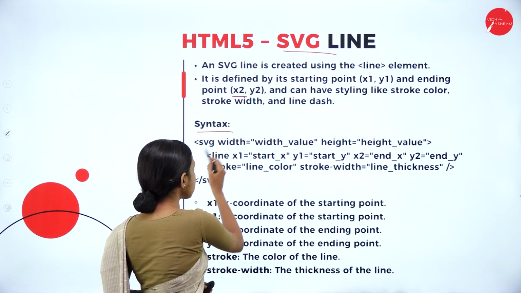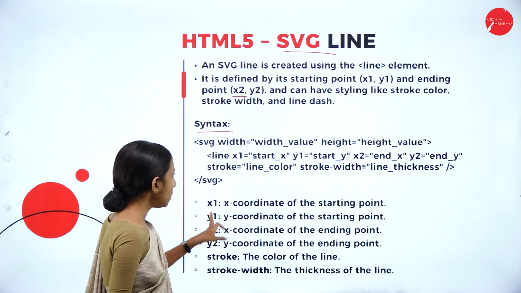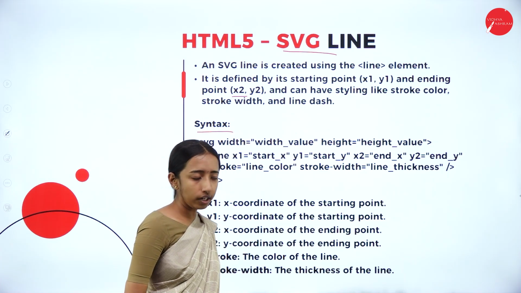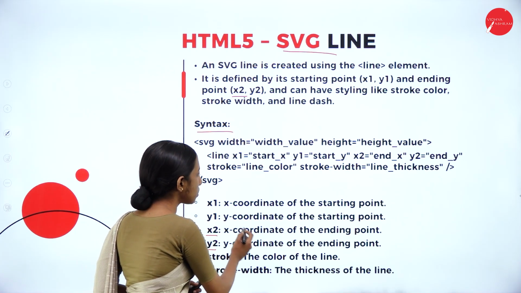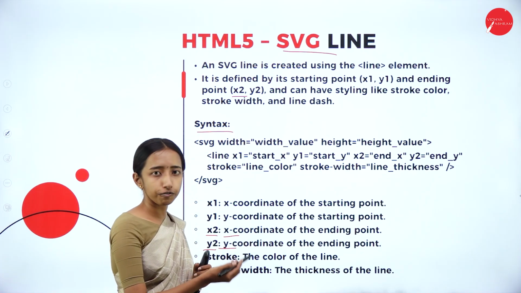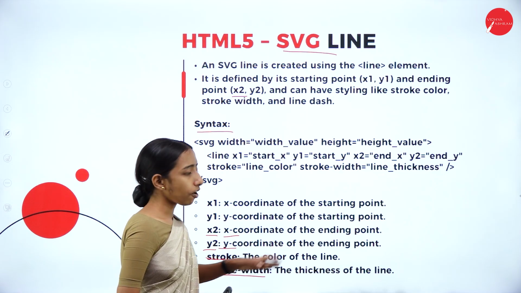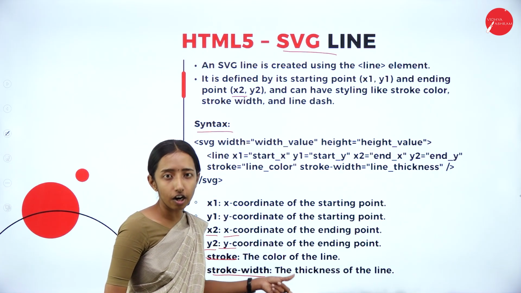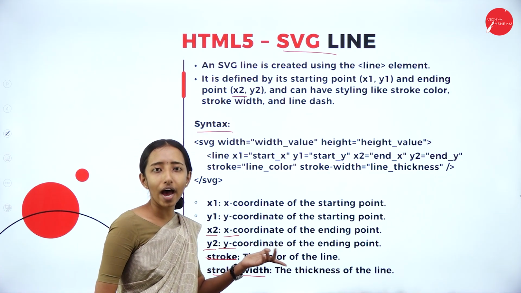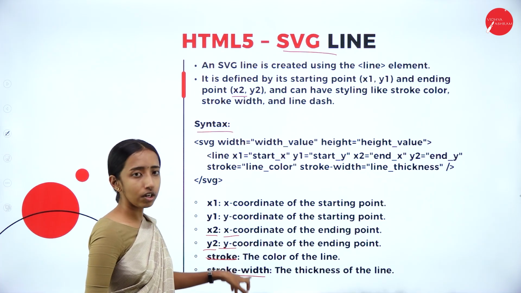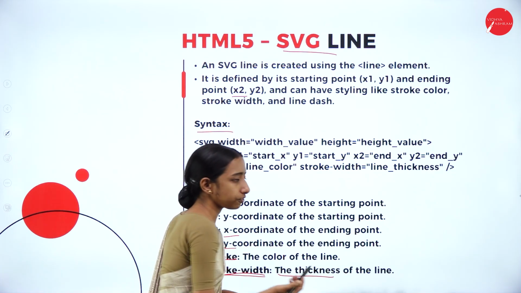So here is the syntax. The same as before, we use the SVG and line with attributes like x1, the x coordinate of the starting point, and y1, the y coordinate of the starting point, and x2 and y2, the x coordinate and y coordinate of the ending point, and the stroke and stroke width. The stroke we are giving is the color of the line. Here we will not be filling, but we will be using the stroke, whereas previously we used the stroke for the border, but in a line we use it to represent the color of the line. And stroke width is the thickness of the line.